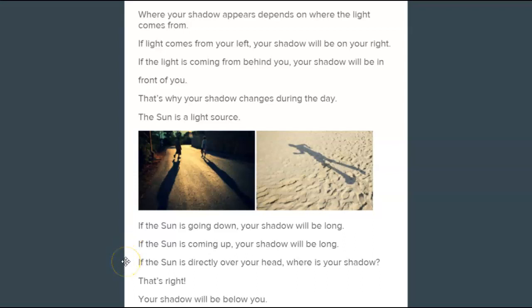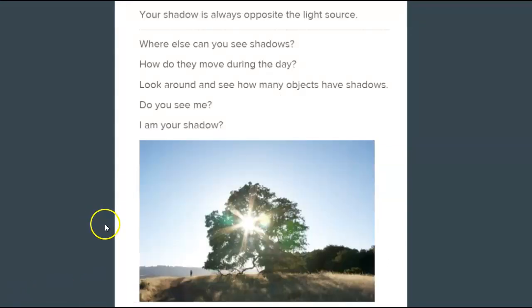If the sun is directly over your head, where is your shadow? That's right. Your shadow will be below you. Your shadow is always opposite the light source. Where else can you see shadows? Do they move during the day? Look around and see how many objects have shadows. Do you see me? I am your shadow.